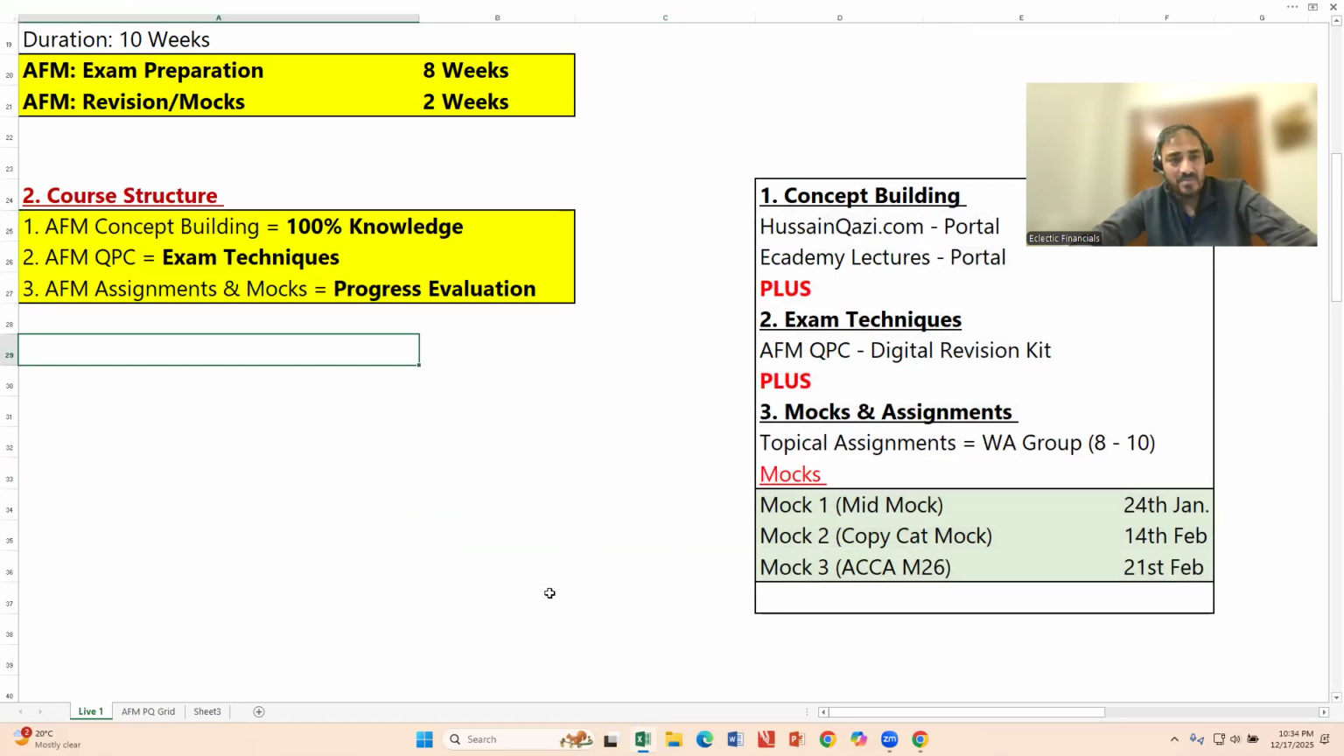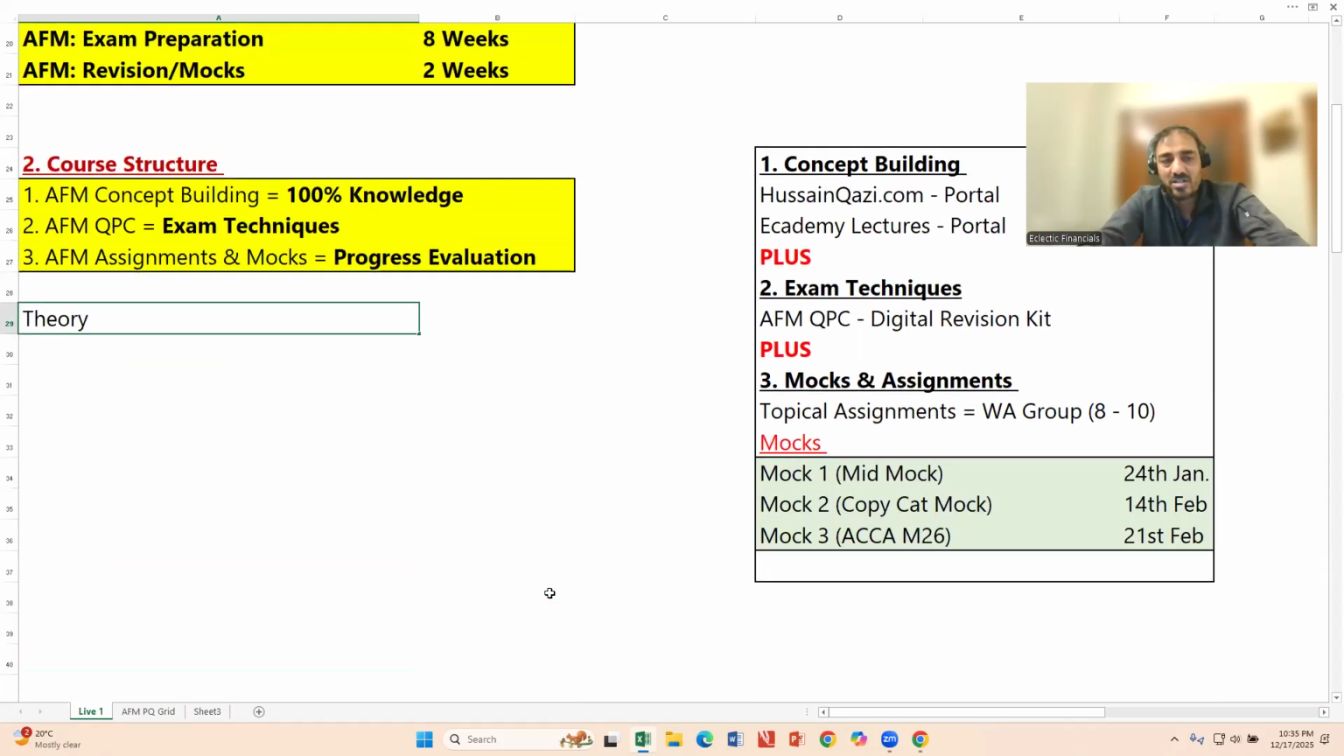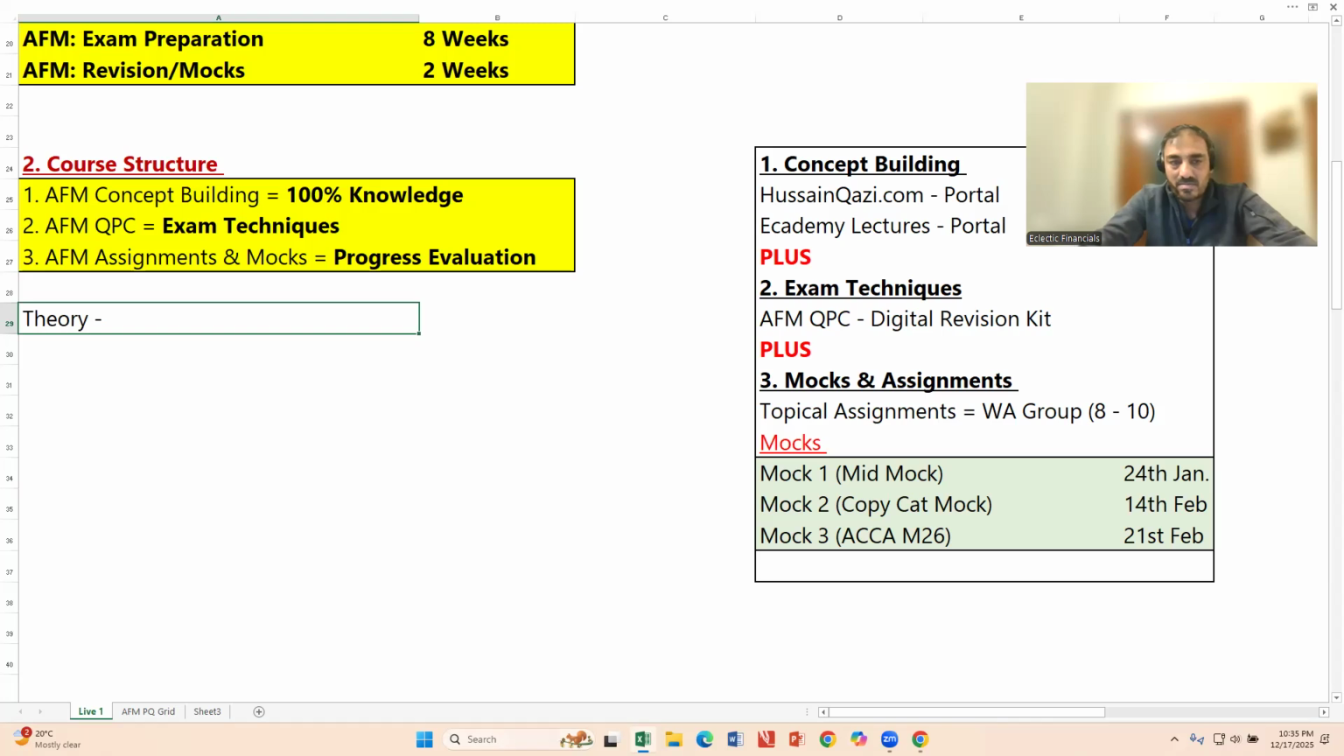Now, another very important point. Sir, do let us know the proportion of theory in the syllabus. If you have this question in mind, how much of the exam is theory, then mark my word: at the examination date, 6th of March, you will face 60% of your exam as theory.